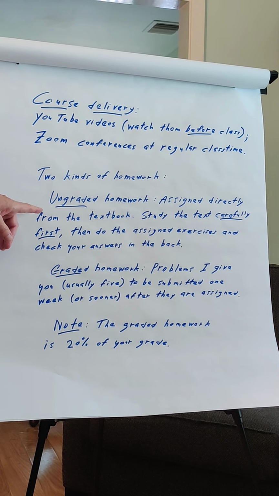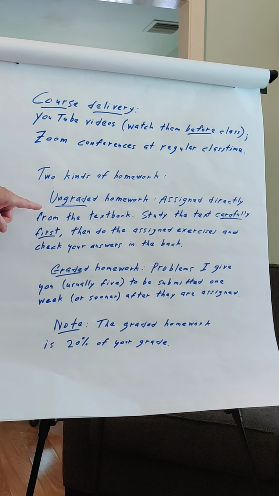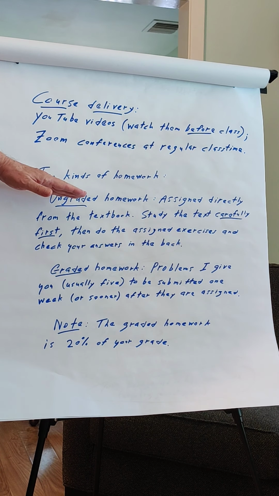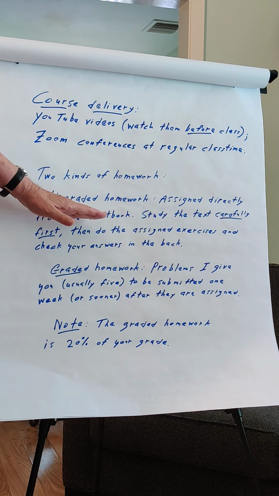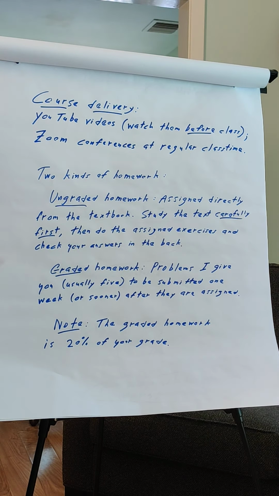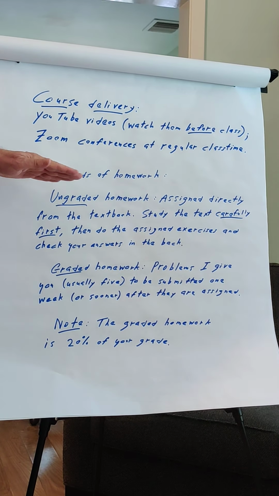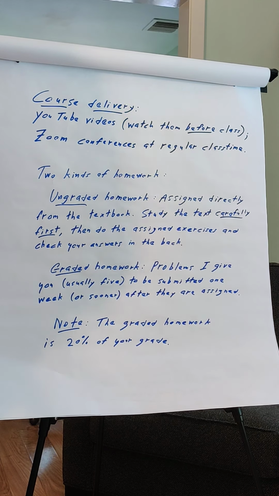So what I'm going to do is have two kinds of homework. We're going to have ungraded homework. So what you'll do is you'll study the textbook carefully before you do the homework, and then I'll assign odd-numbered problems and you'll check your answers in the back. Many students in mathematics have a bad habit. They look at the exercises and only when they feel they need to, that's when they consult the textbook. I hope you can wean yourself off that bad habit and study the textbook first. You need to spend a lot of time studying the textbook, actually.